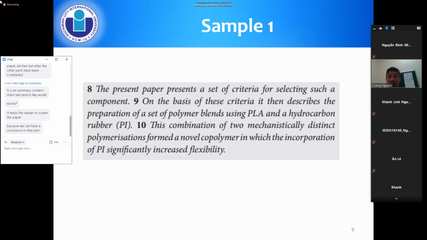Do you have any questions about the logic or the information in this sample introduction? You don't have to understand everything, but do you understand the logic of the sentences?